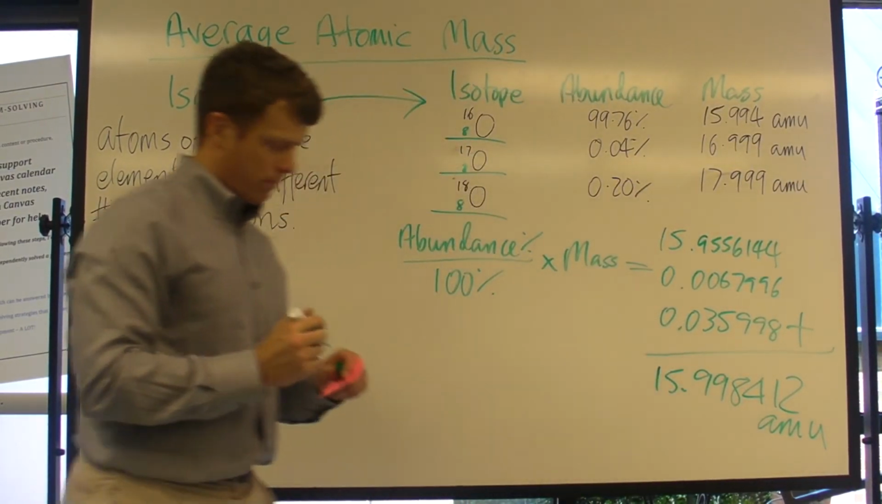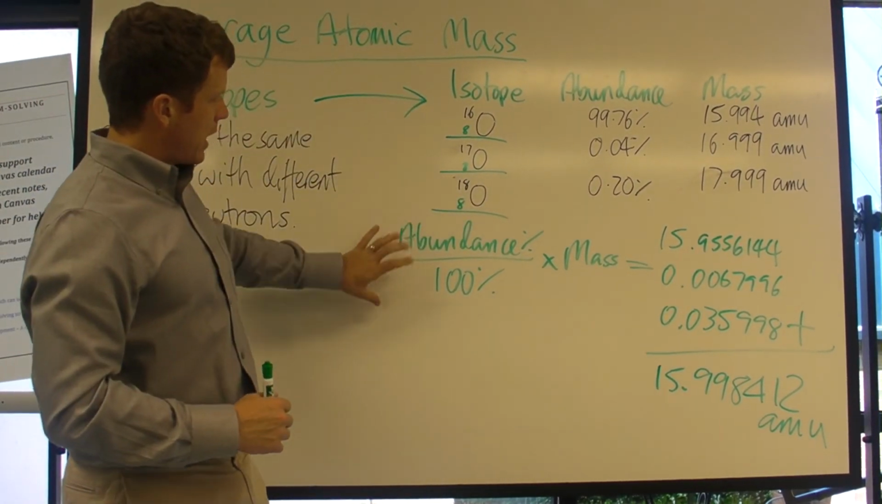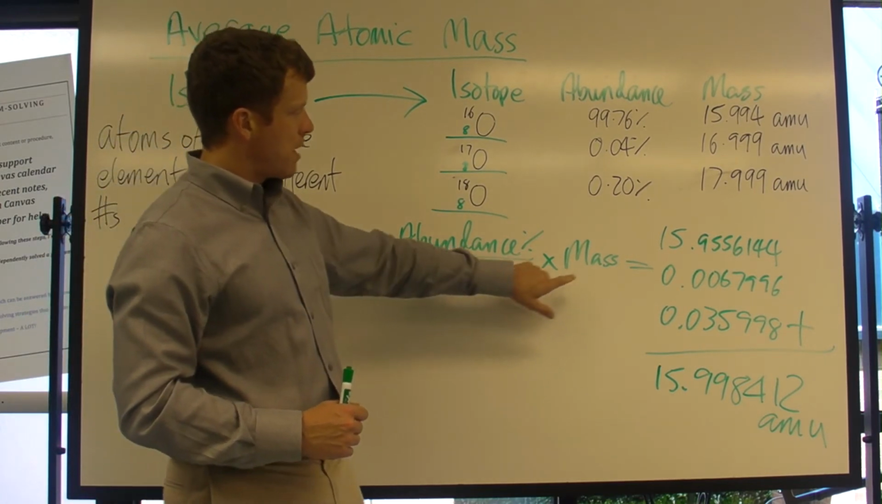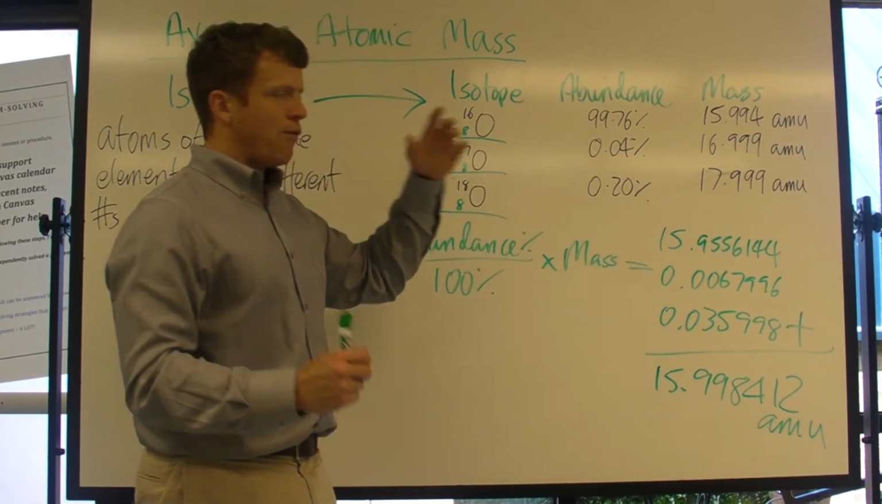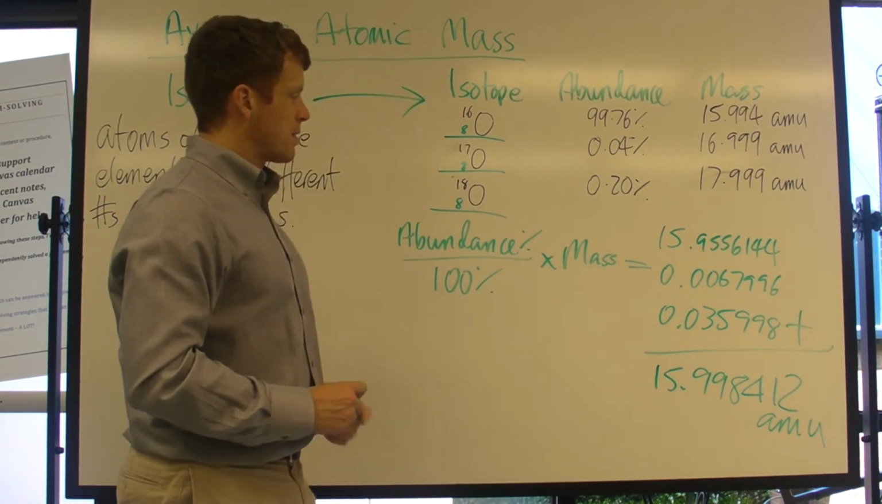So always use AMUs as our units. So just calculate the abundance, divide the abundance by 100%, multiply that by the mass. Do that for each of the 3 isotopes. If you have 4 isotopes, you've got to do it for that number. Add them all together and you've got your average atomic mass.